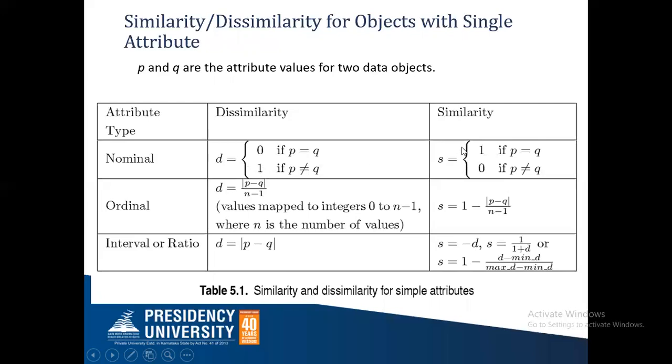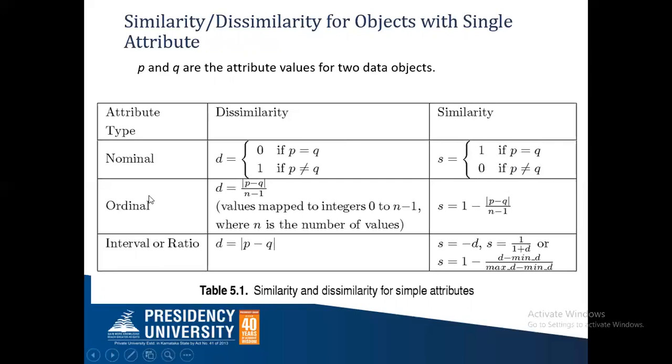Likewise, similarity is the opposite of dissimilarity. So for the S calculation, the values are also the opposite. If P equals Q, that means they are the same, so the similarity measure will be 1. It is a higher value because P is equal to Q. In case P is not equal to Q, there is nothing similar. They are both unlike each other. So the similarity measure S will be equal to 0. This is for the nominal attribute.